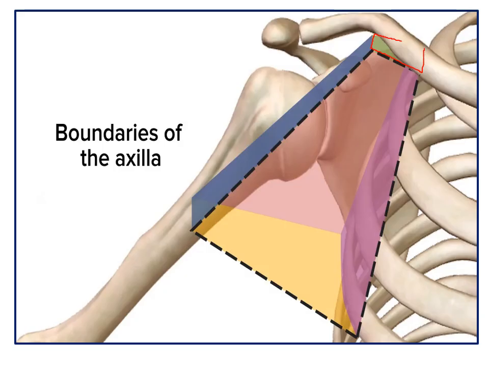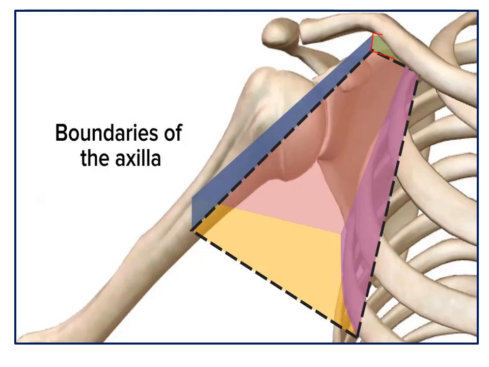The apex is formed by the three major structures I mentioned. Remember, it is formed by first rib, the superior border of the scapula, which is present here, and the clavicle, which is in front. So these structures give rise to the apex. Remember, the apex is also called the costoclavicular canal. So this structure in green here is the apex.